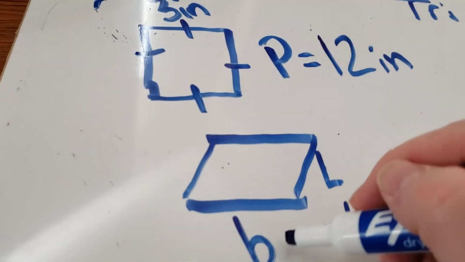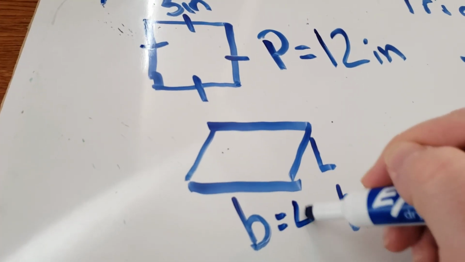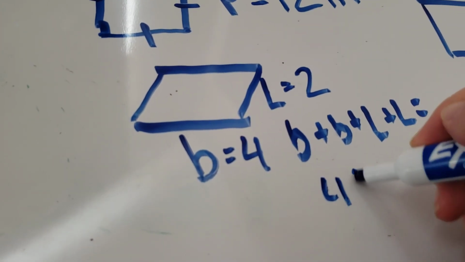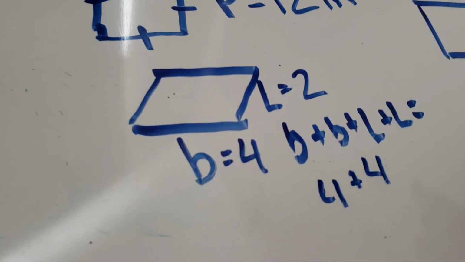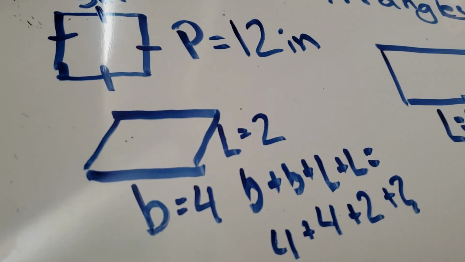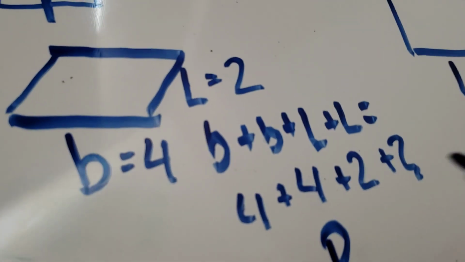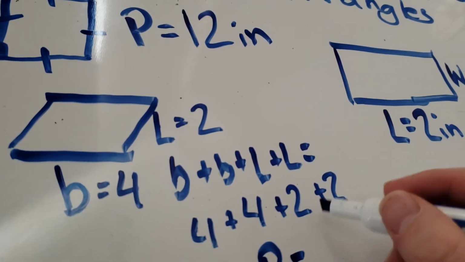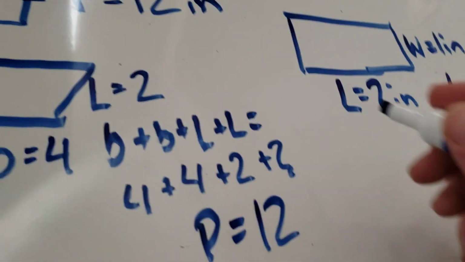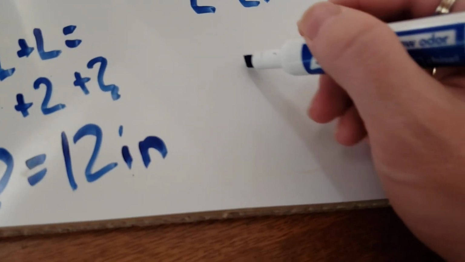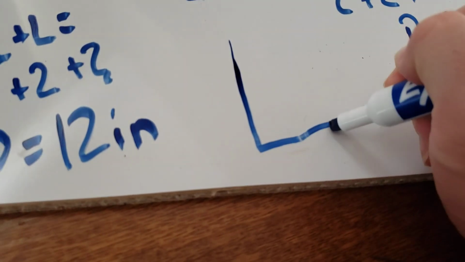So let's just attach some numbers here. Let's call the base 4 and the length 2. So we'd have 4 plus 4 for our 2 bases, plus 2 plus 2 for our 2 lengths. We'd add all of those up and we'd get a perimeter of 4 plus 4 is 8, 9, 10, 11, 12 units. And if we call those inches like we have been, it would be a perimeter of 12 inches.